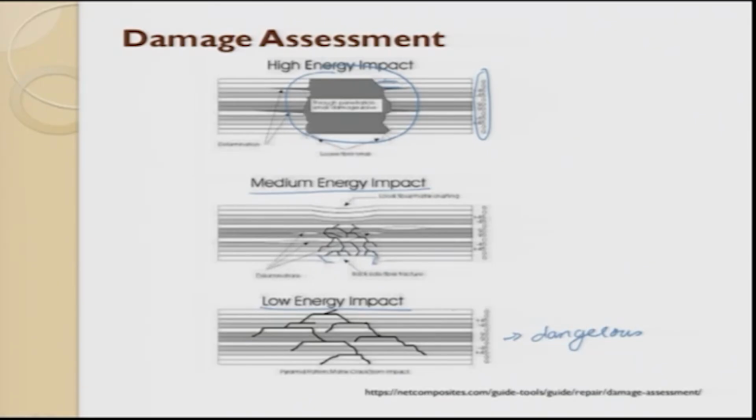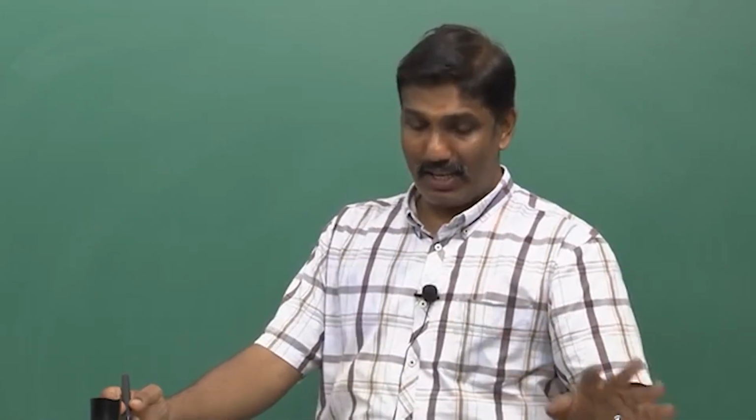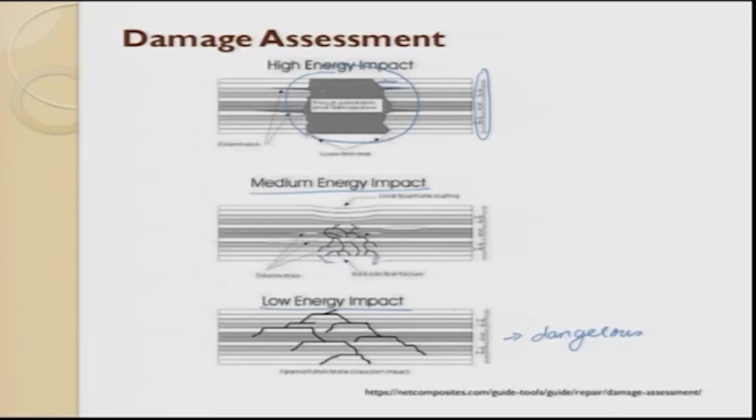So, in composites, if you have initiated a crack, these cracks keep growing very fast between the layers and within a layer. With high impact you can see the damage very clearly. With medium, again there is a small damage seen at the exit side. In low there is no damage seen. So, this is the dangerous impact, as far as the composite is concerned.